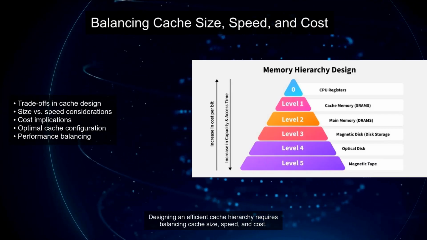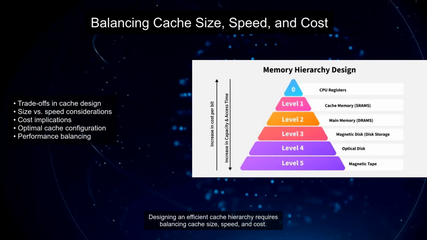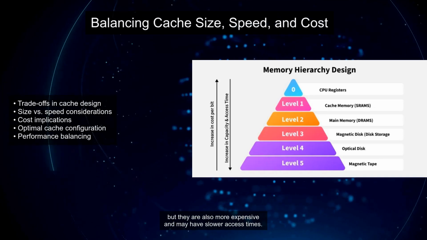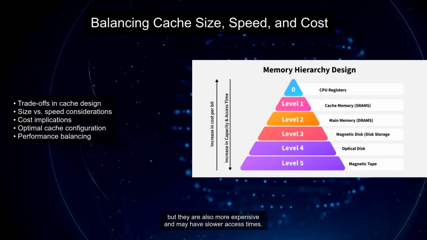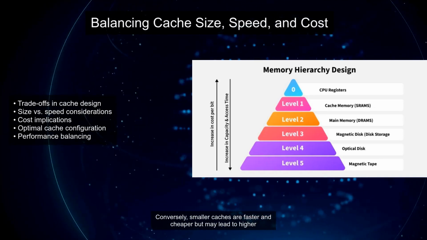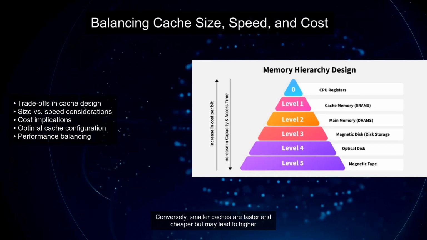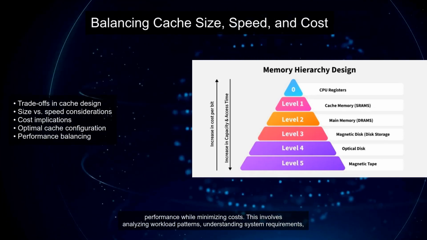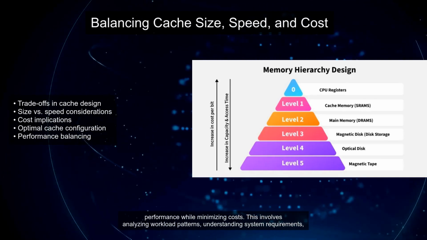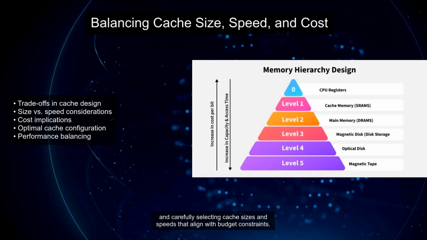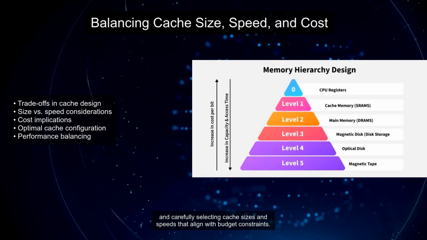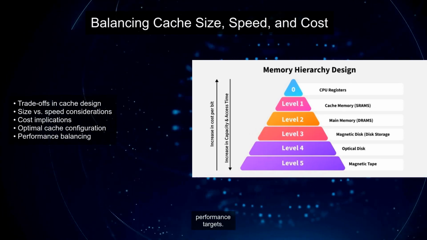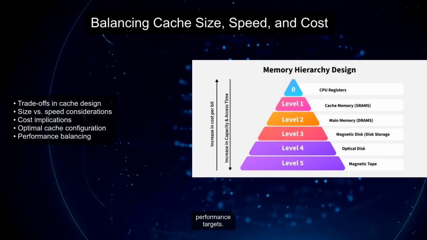Designing an efficient cache hierarchy requires balancing cache size, speed, and cost. Larger caches can store more data, reducing the likelihood of cache misses, but they are also more expensive and may have slower access times. Conversely, smaller caches are faster and cheaper but may lead to higher miss rates. The key is to find an optimal configuration that maximizes performance while minimizing costs. This involves analyzing workload patterns, understanding system requirements, and carefully selecting cache sizes and speeds that align with budget constraints. Striking the right balance ensures an efficient, cost-effective caching solution that meets performance targets.